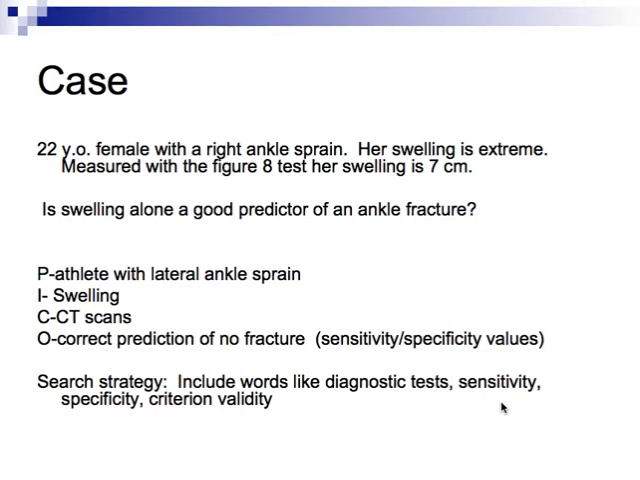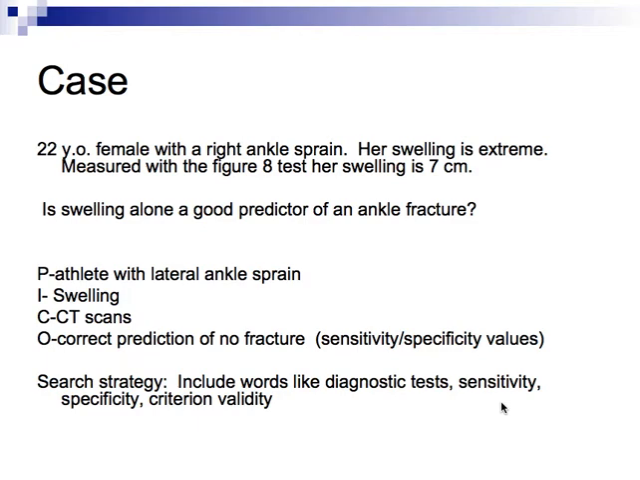So, as usual, we start with a case, and we're using EBP. We'll start with a 22-year-old female with a right ankle sprain. Her swelling is extreme. Measured with the figure 8 test, her swelling is 7 centimeters compared to the other side. And we want to know, really, is swelling alone a good predictor of an ankle fracture?